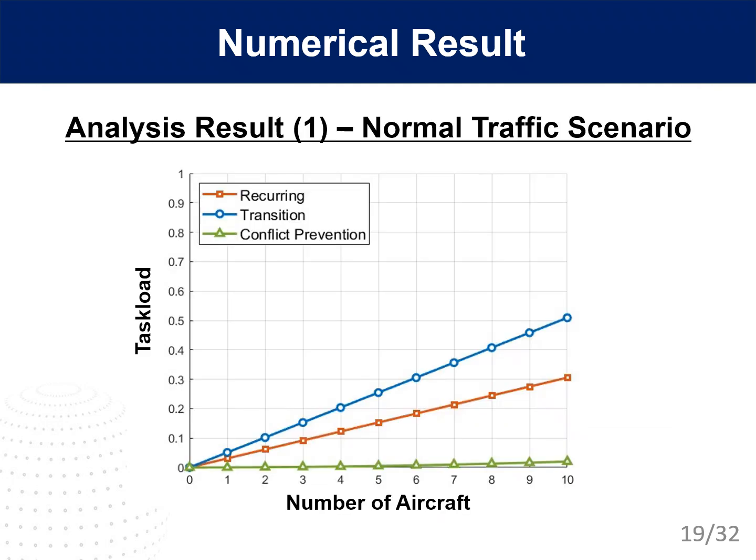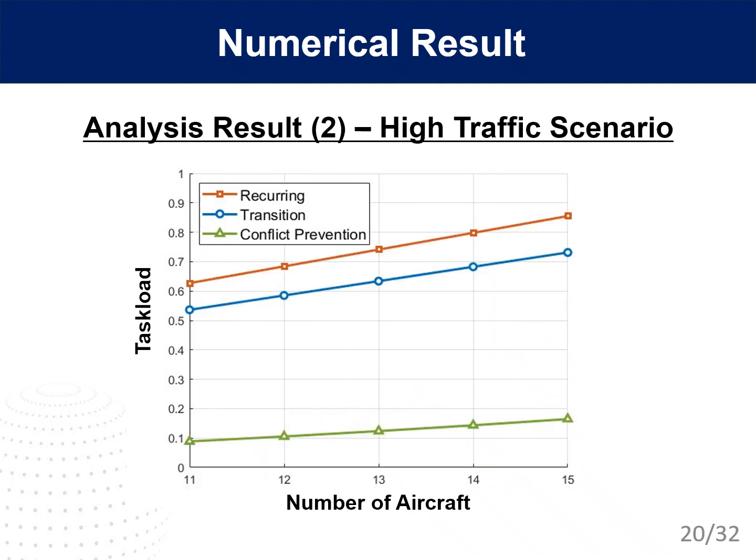This is the analysis result of the normal traffic scenario. Under the normal traffic scenario, the transition task, which you can see as the blue line, places the heaviest burden on air traffic controllers, followed by the recording task, and lastly, the conflict prevention task.